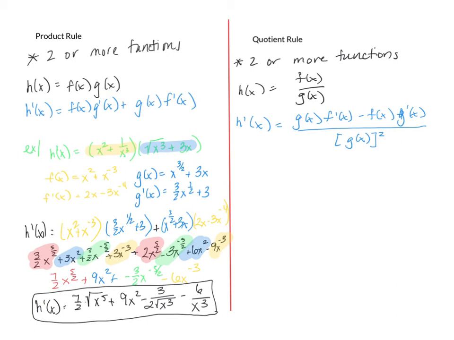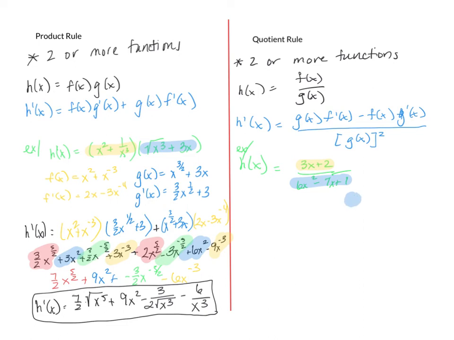So the quotient rule says, well, what is the derivative if h of x is equal to 3x plus 2 over 6x squared minus 7x plus 1? Okay, so first up, I need an f of x and a g of x, and we'll highlight them in the same color. So f of x is going to be yellow again, and g of x is going to be blue.